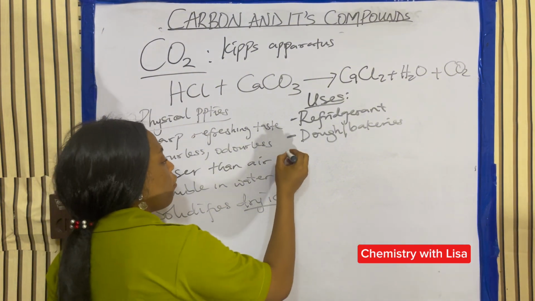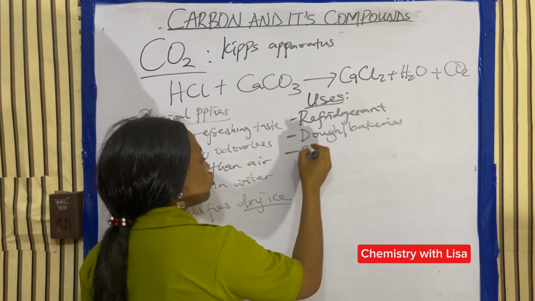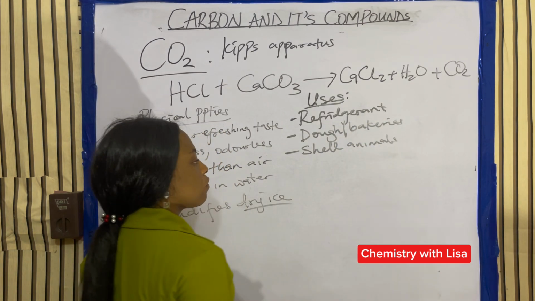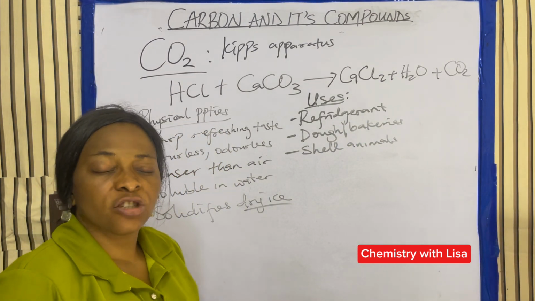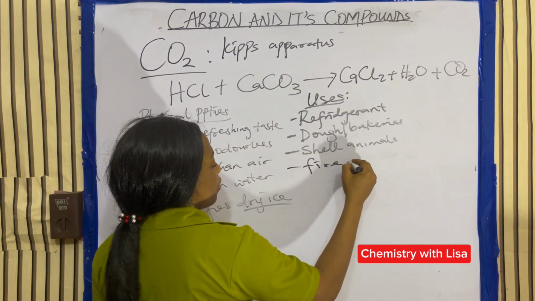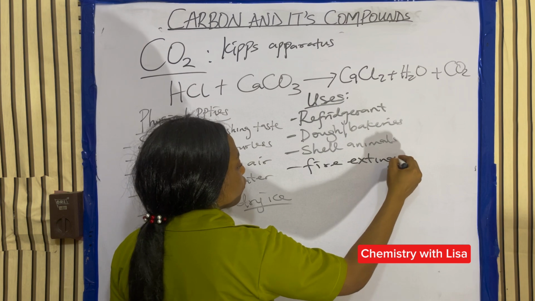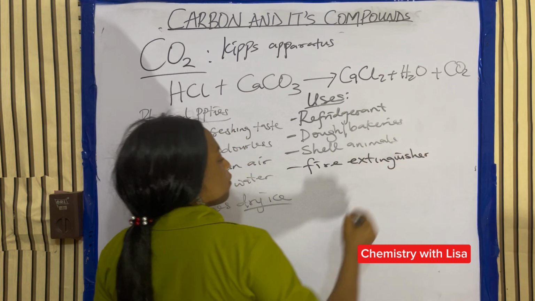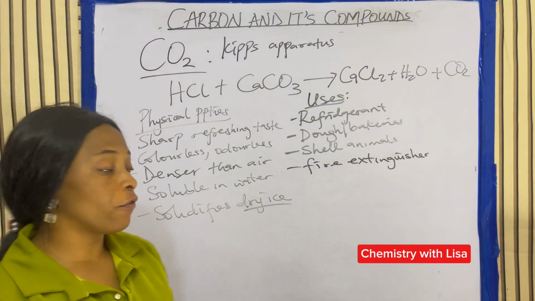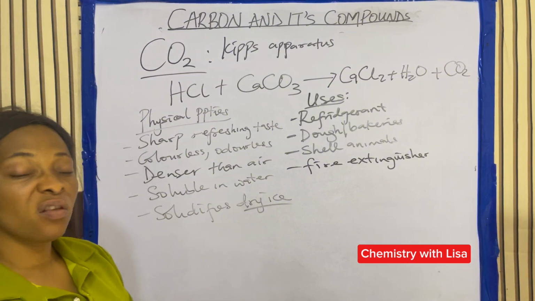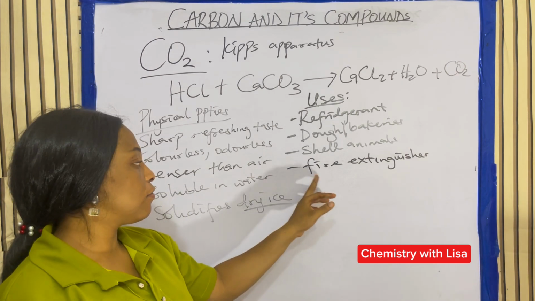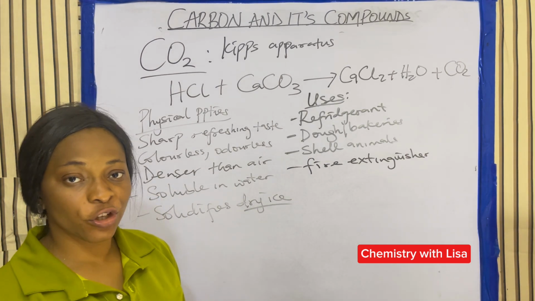Again, carbon dioxide is used by shelled animals to make their shells. Again, it is used in making fire extinguishers. Why? Because it does not support combustion. I forgot to put it here. Carbon dioxide does not support combustion. Hence, it is used in making fire extinguishers.